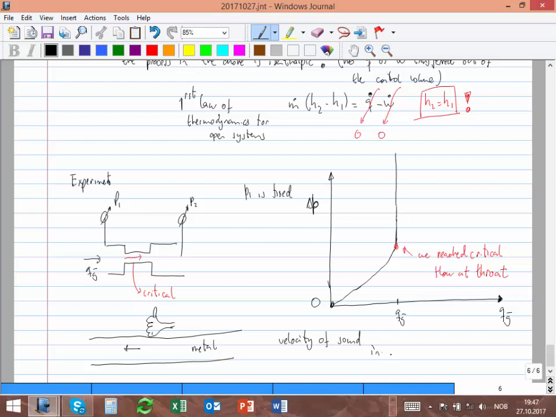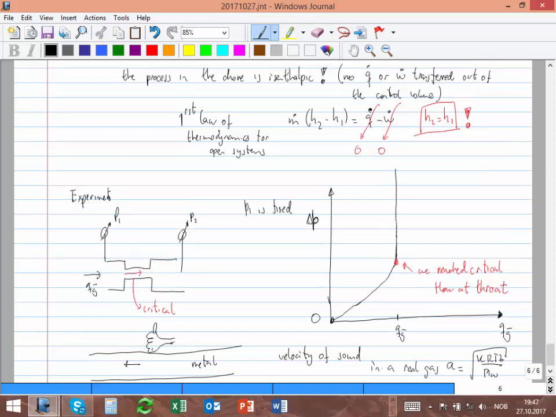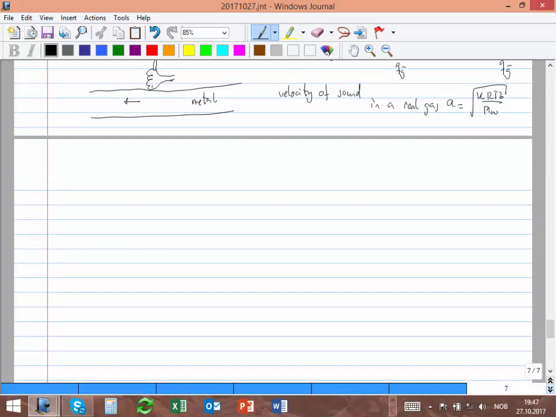And in a real gas, it is given by, some people use C, some people use A, the square root of K R T Z over M, where M is the molecular weight. And this K, what is this K? It is the ratio between Cp and Cv, the specific heat coefficient at constant pressure and the specific heat coefficient at constant volume. So that's the ratio between the two, and that's a property of the gas.